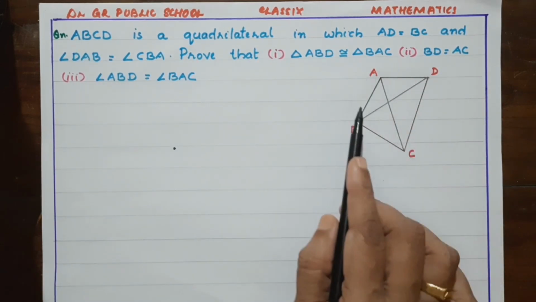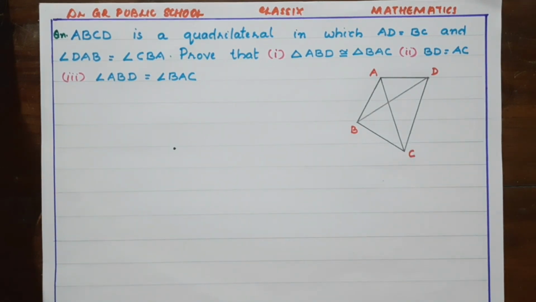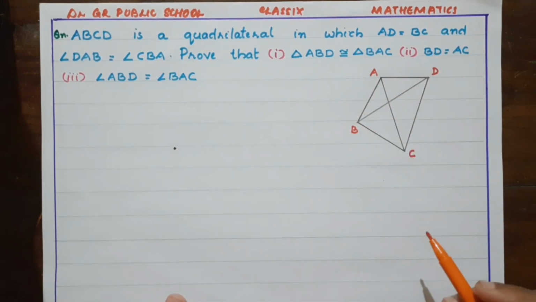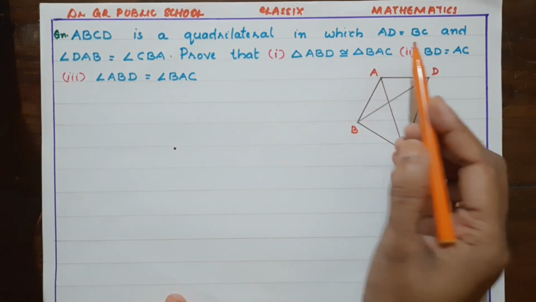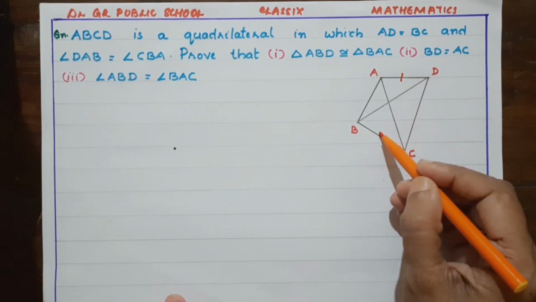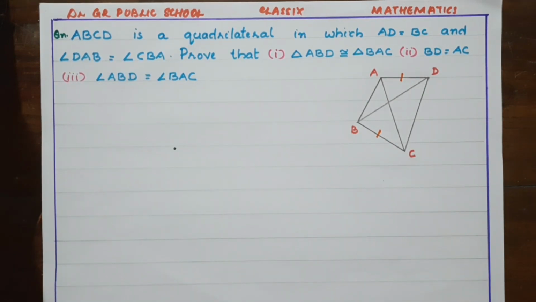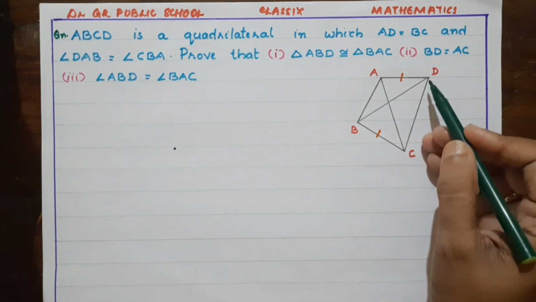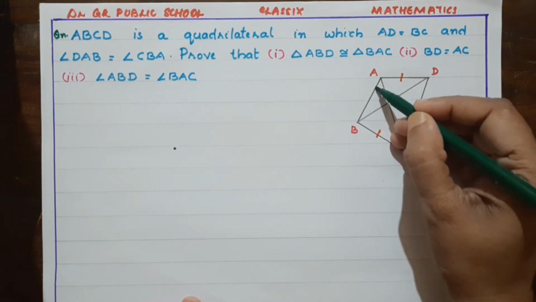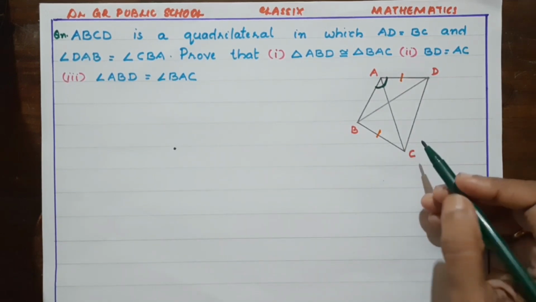ABCD is a quadrilateral in which AD equal to BC. So, when you get this type of question, first of all you have to mark the equalities given in the figure. What is given? AD equal to BC. So, this is AD. Isn't it? AD equal to BC. Okay. Then, angle DAB. Which is angle DAB? This angle. Isn't it? DAB equal to angle CBA.